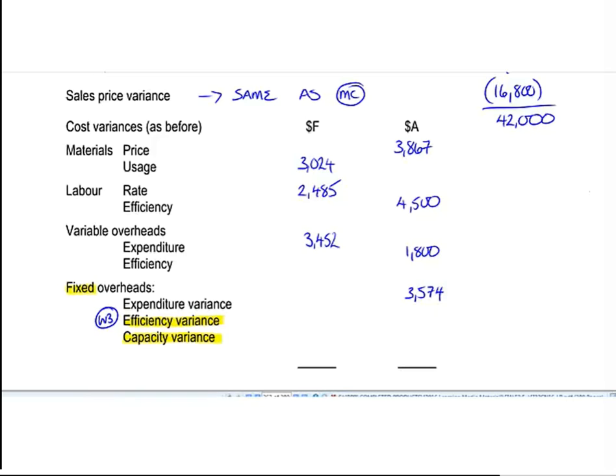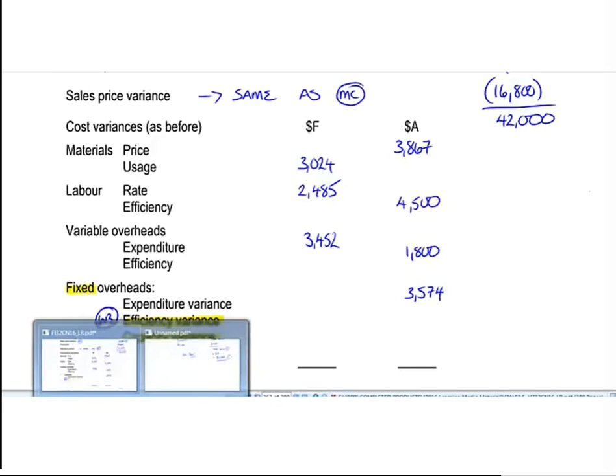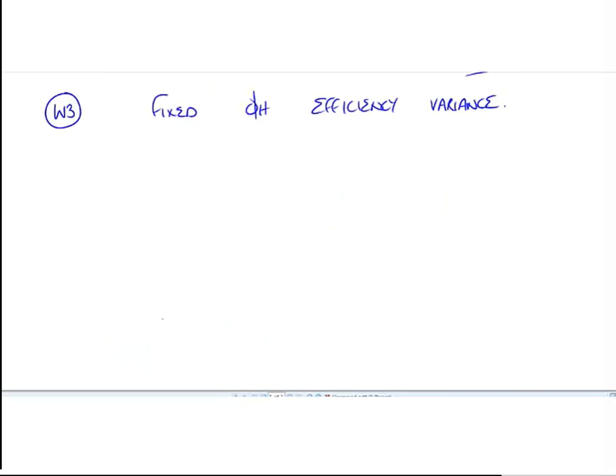So we now need to work out our fixed overhead efficiency variance. I've labelled that up as working number 3. Again, if we take a separate sheet of paper to give ourselves some space, we're going to work out the fixed overhead efficiency variance. What this will look at is how long our 8,900 units should have taken compared to how long our 8,900 units actually did take. So if we take our 8,900 units and multiply that by the 5 labour hours per unit, that means that our 8,900 units should have taken us 44,500 hours to produce.